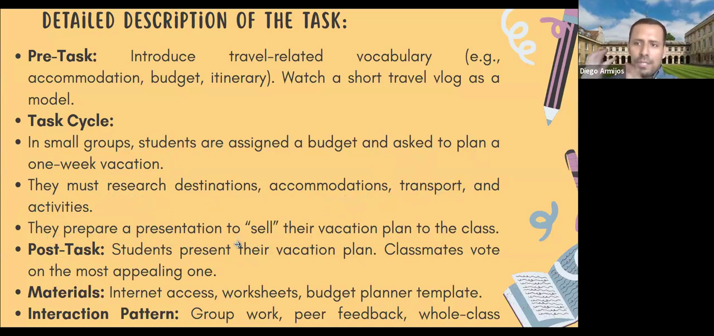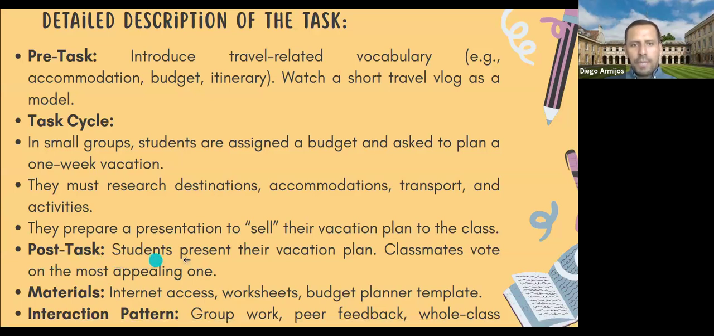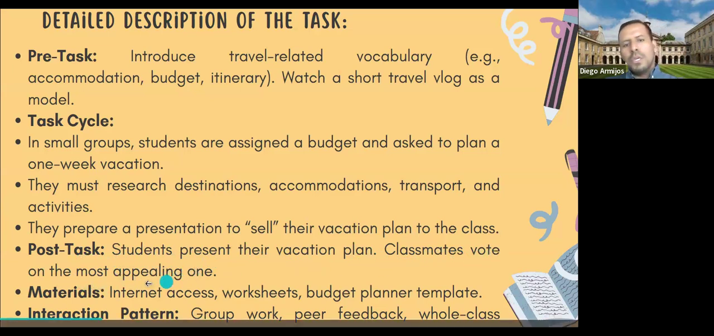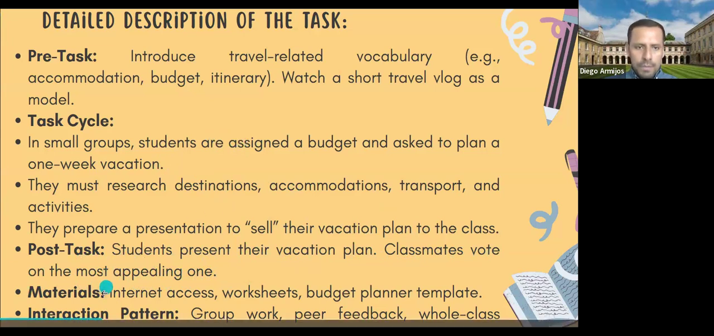So as I said, we're going to set up the activity in groups, and in the end, the different groups are going to present the activity. All right. And they're going to sell their vacation to see which is the best. In the post-task, students present their vacation plan, and classmates vote on the most interesting one. They're going to say, okay, that group is better because that's my favorite city, my favorite culture, whatever. They have to vote.